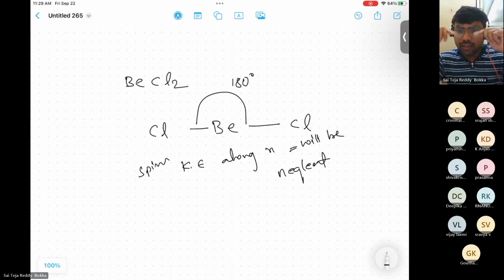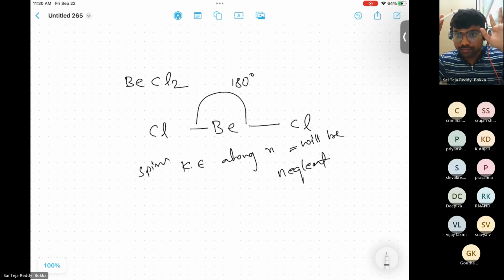because while it is spinning on the x-axis, we only calculate a radius, not the bond length. We are only including the radius of an atom. So that is the reason we are eliminating it; we are not considering the kinetic energy along such a direction.